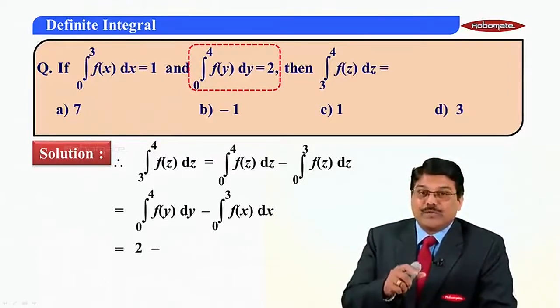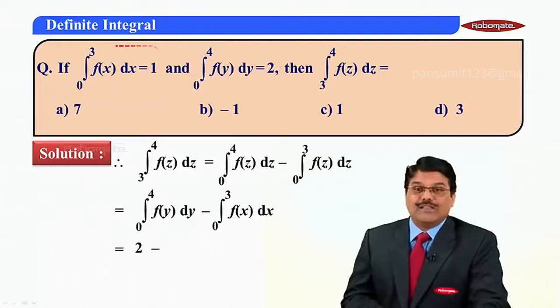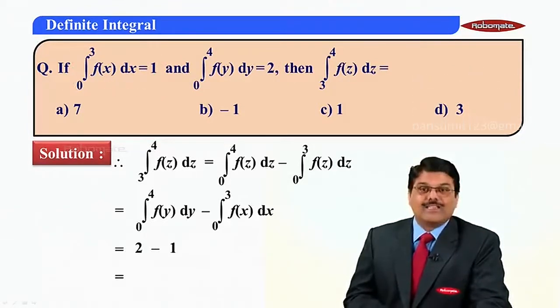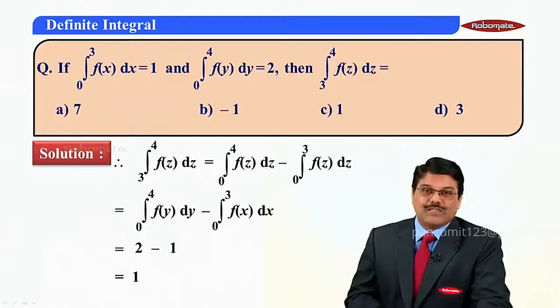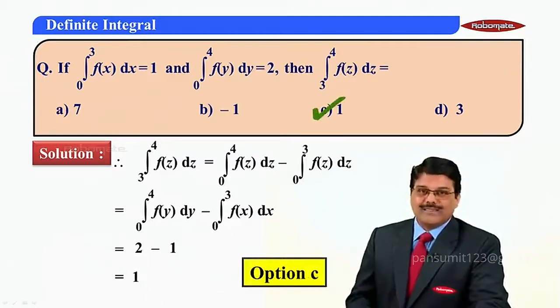The integration of f of x with respect to dx from 0 to 3, the value is given, that is 1. Right? Let us substitute. So the answer becomes 2 minus 1. Is it 1? And that is your option C.